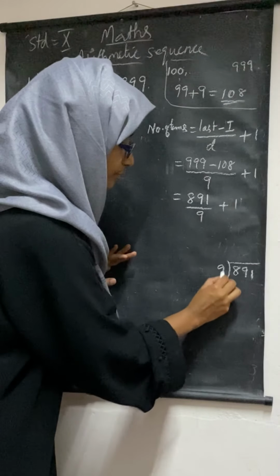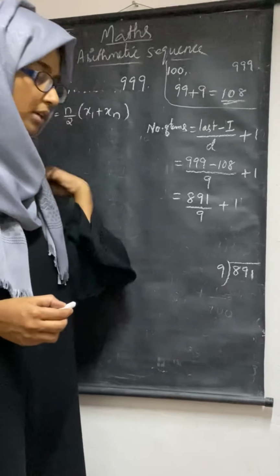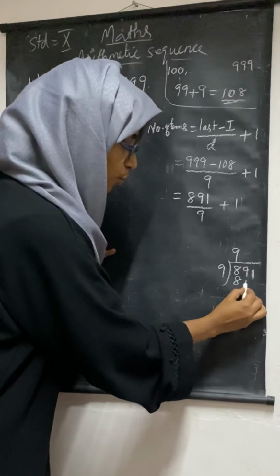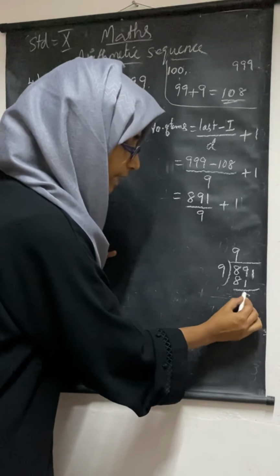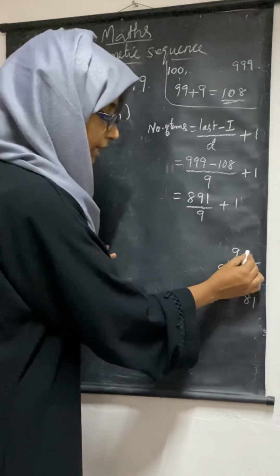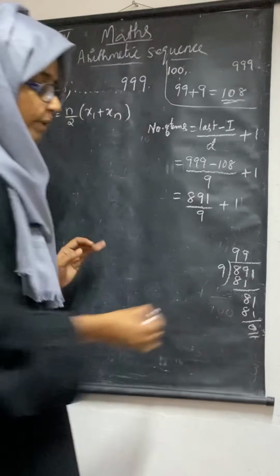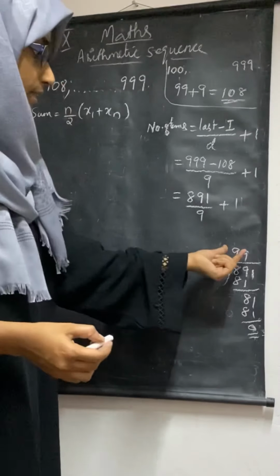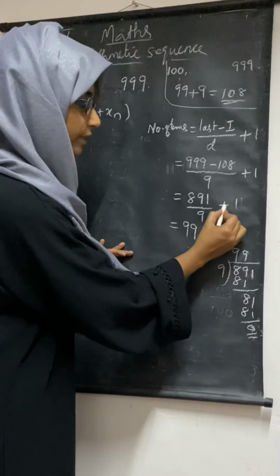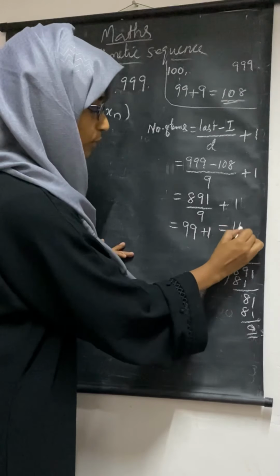891 by 9. 8 cannot be divided, so you have to take 2 digits here. So 89. 9 nines are 81. So 9 minus 1 is 8. Again 1 remainder. 1 down. So 9 nines are 81. So it is divisible, no? It is divisible because the remainder is 0. So what is the answer here? It is 99. So when you divide, you get 99, and this addition plus 1. So you will get 99 plus 1, it is 100.